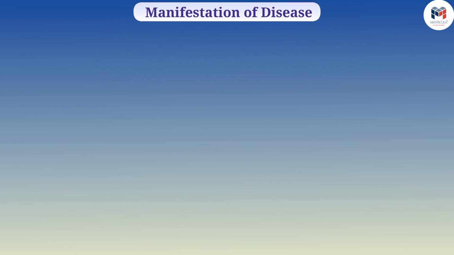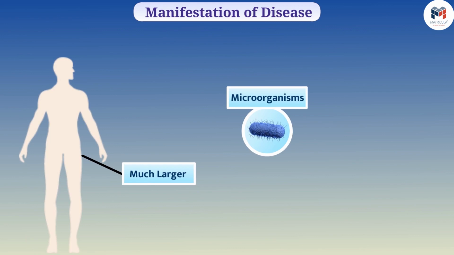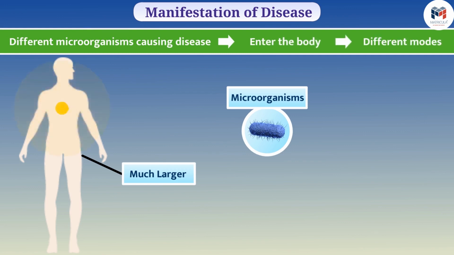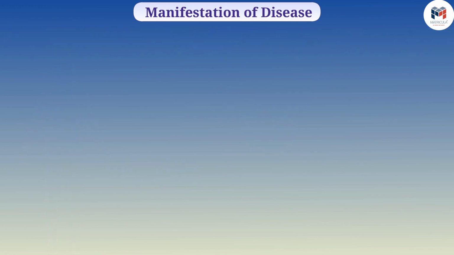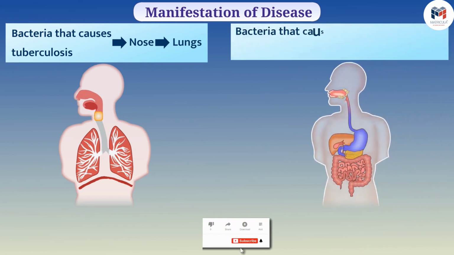We know that our body is much larger than that of microorganisms. Different microorganisms causing disease can enter the body by different modes and can live in the body. For example, bacteria that cause tuberculosis enter the nose via air and grow inside the lungs. And the bacteria that cause typhoid enter via the mouth and grow in the intestine.